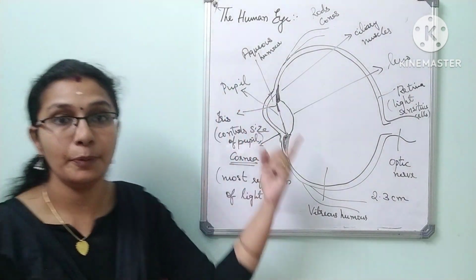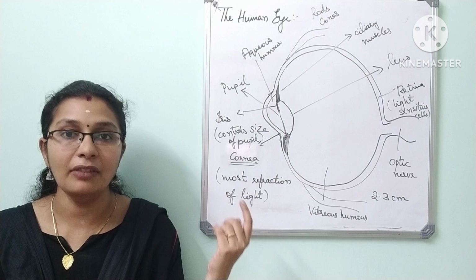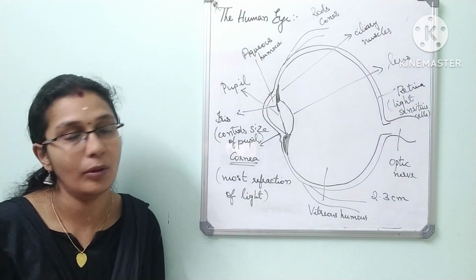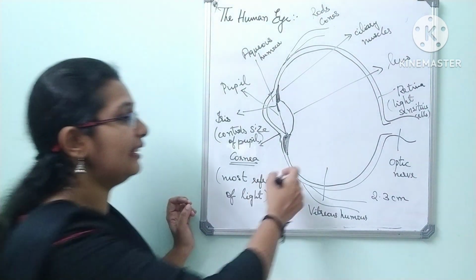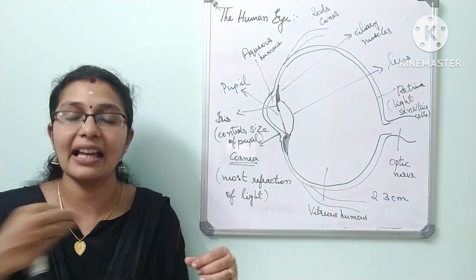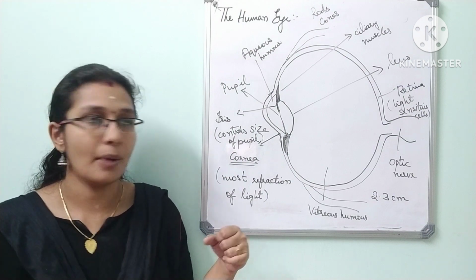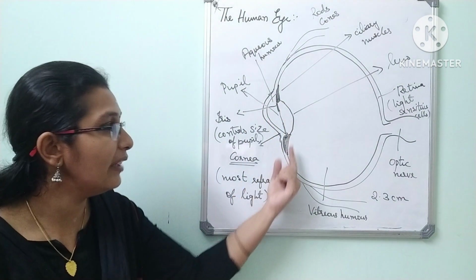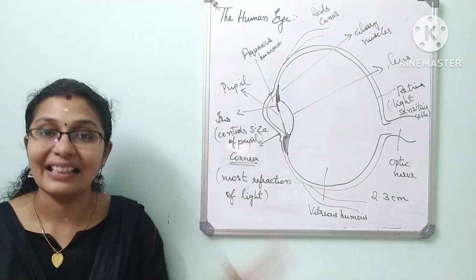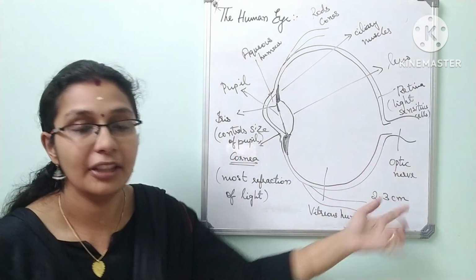So what does this pupil do? Pupil is the one which adjusts the amount of light entering the eye. Okay, and then we have the ciliary muscles. Ciliary muscles are the ones which adjust the focal length, and thus we are able to see the objects clearly. Okay, and then we have the crystalline lens. So the crystalline lens forms a real and inverted image on the screen called the retina.